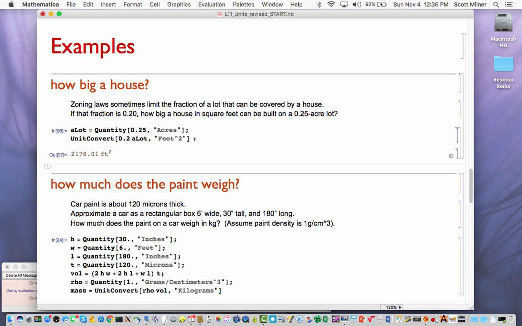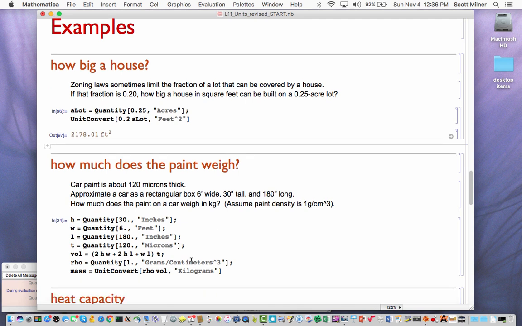For the next example, how much does the paint weigh on a typical car? Car paint is about 120 microns thick. I'm going to approximate a car as a rectangular box about 6 feet wide, about 30 inches tall, which is kind of how tall it would be if you squashed the roof down to be level with the rest of the body, and about 180 inches long. So how much does the paint weigh in kilograms, assuming the paint density is about 1, just for this example?